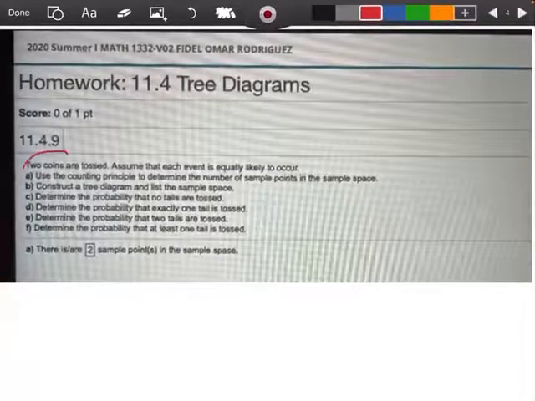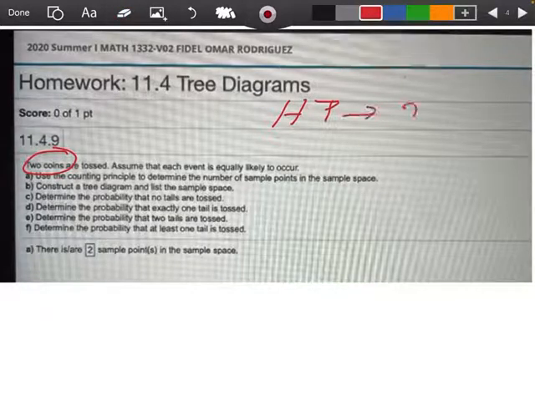Okay, so remember, we're going to toss two coins, right? So the first time when we toss our coin, it could either be heads or it can be tails. So we have two choices, right? Okay, then this is the first coin, right?